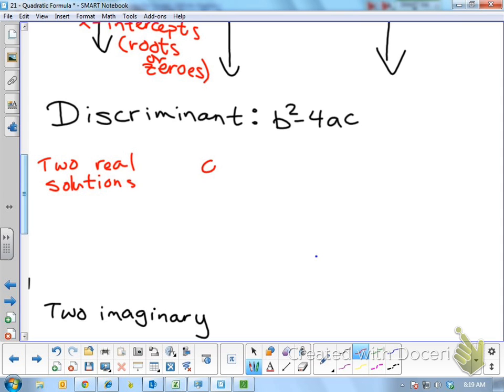We had 1 real solution. We had 2 imaginary solutions.